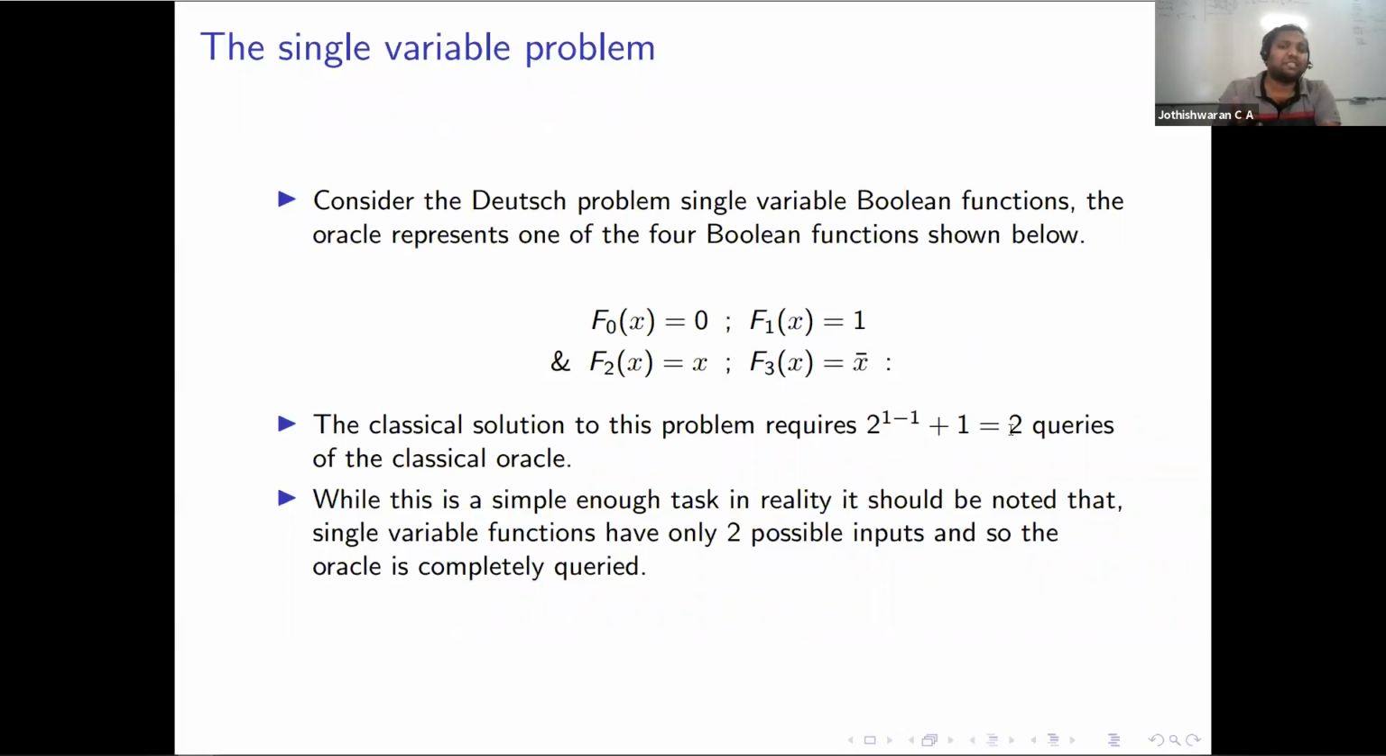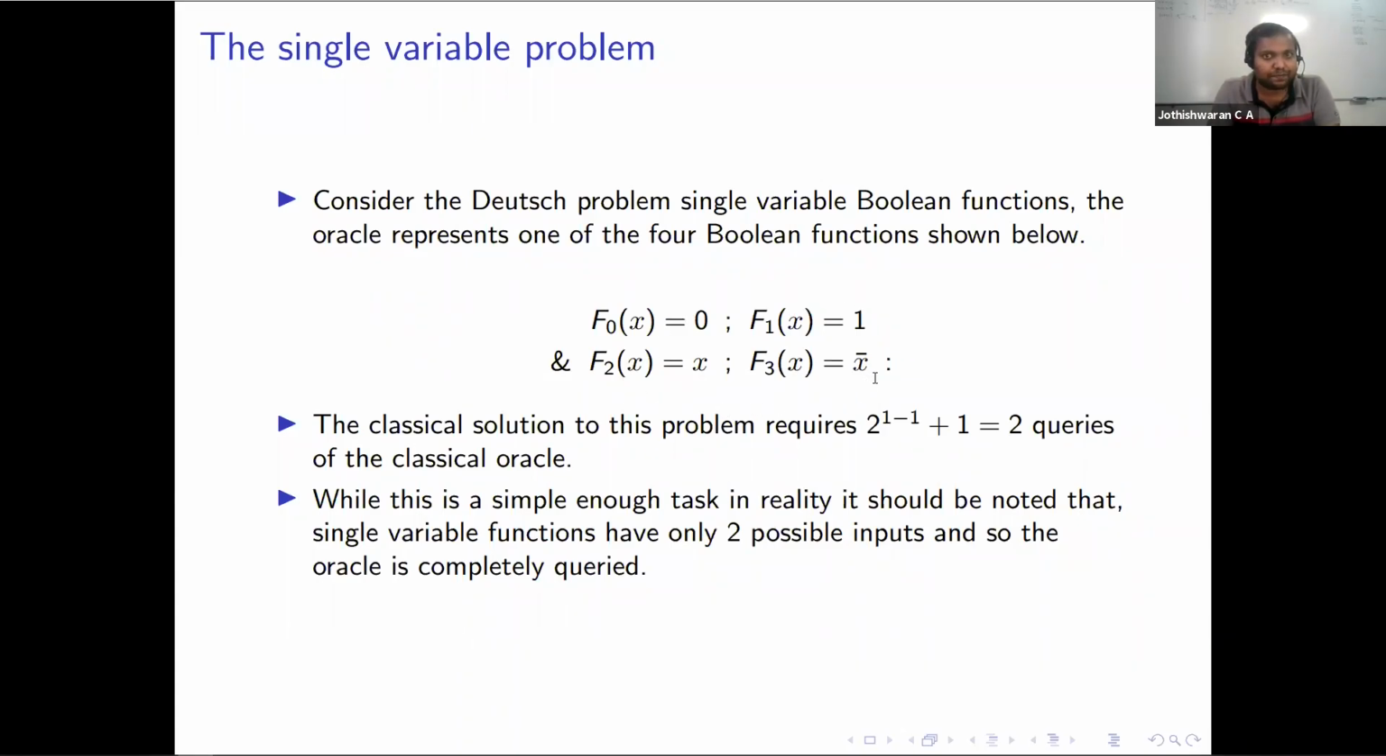Now, this answer can be seen very intuitively. The classical function has only 2 possible inputs, so I will query it twice, once for each input. If the outputs are the same, then the function is constant. If they are not the same, then one has to be 0 and the other has to be 1, in whichever order, and therefore the function is balanced. As you can notice, these are the only 4 Boolean functions present.